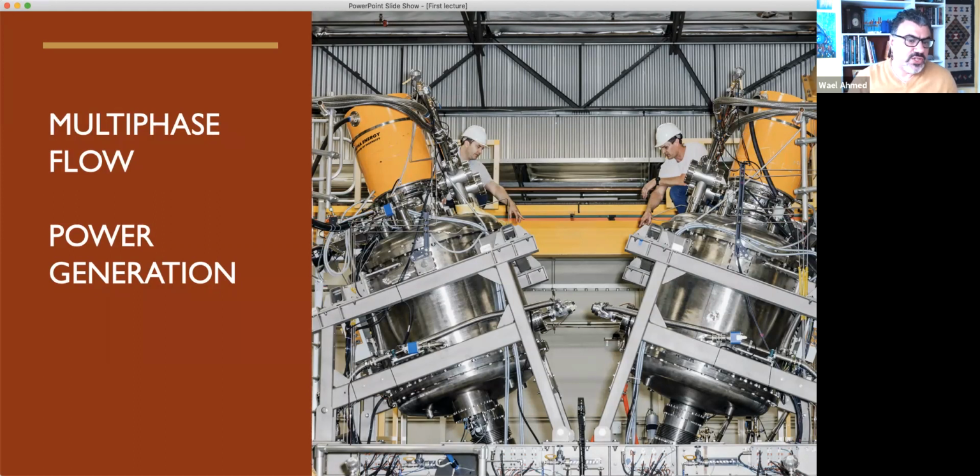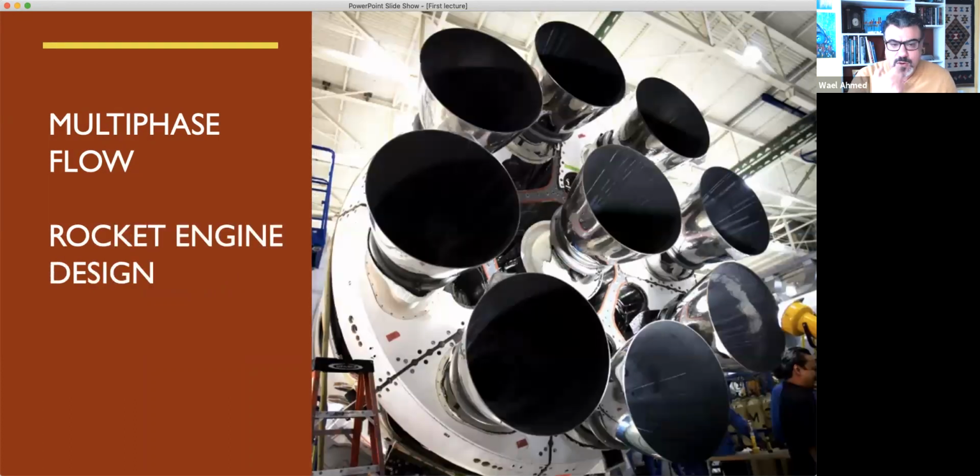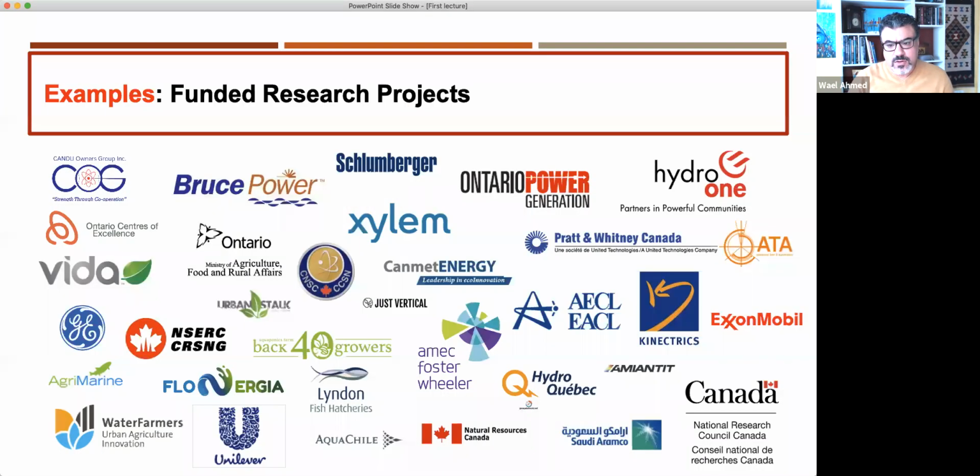So power generation is one of the key things that we work on with multi-phase flow, as well as aerospace. The aerospace industry has lots of problems related to multi-phase flow. So we're talking here about starting from the cooling and lubrication systems in these engines to the propulsion mixture that is coming out of these rocket nozzles. All of this has to do with some understanding of the multi-phase flow sector.